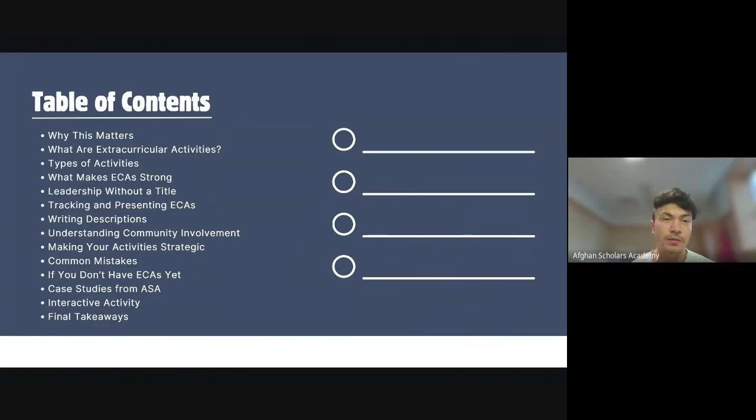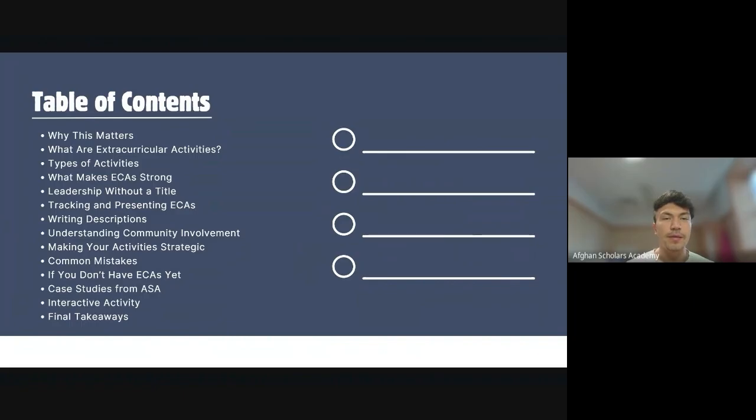So what we are going to be talking about today is why this matters, what extracurricular activities you should or shouldn't do, and types of activities. We will talk about what makes extracurricular activities strong, and leadership without a title. We will also talk about tracking and presenting your activities in your application, and how to really write descriptions for the activity sections on your Common App.